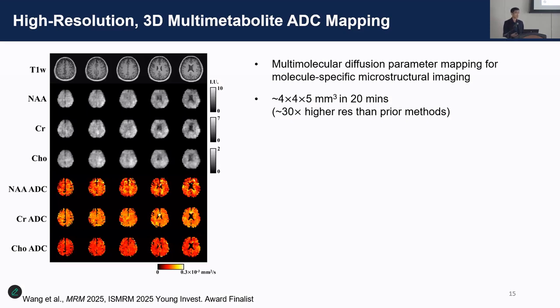relevant time. So this work has been selected as a finalist for this year's ISMRM Young Investigator Award. So if any of you are going to ISMRM, I really encourage you to check it out. Happy to discuss this as well.